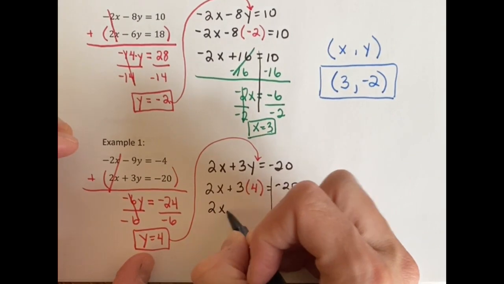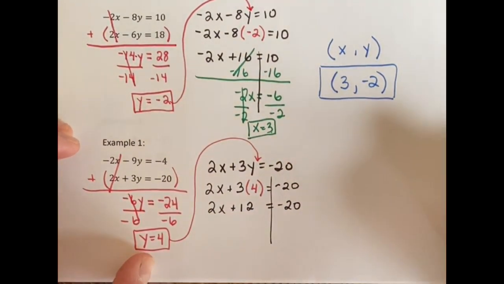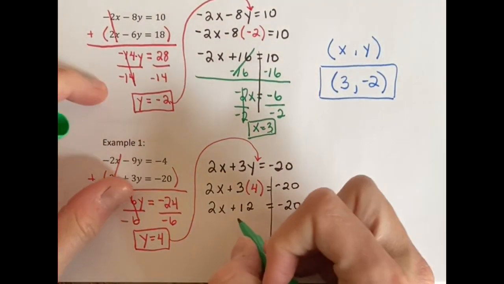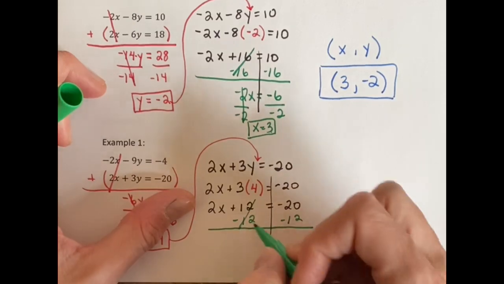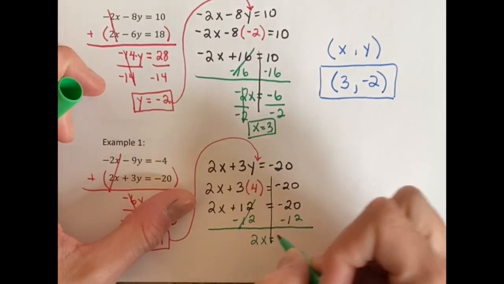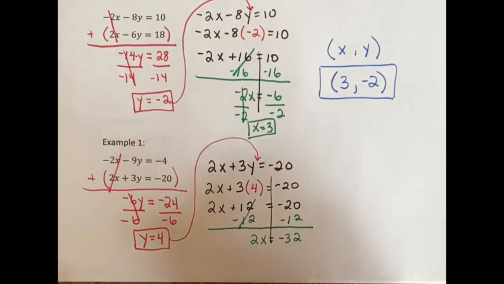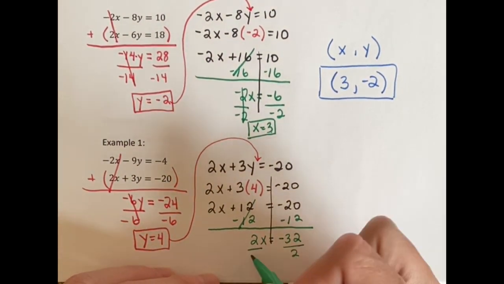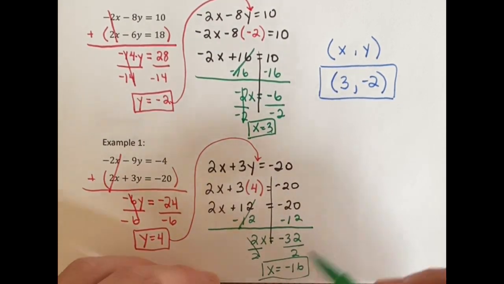So then I have 2x plus 3 times 4, which is 12, equals negative 20. Then we need to solve for that x value. So I'm going to subtract 12 on both sides, and then I'm left with 2x equals negative 32. Then I'm going to divide by 2 on both sides, and I get x equals negative 16.